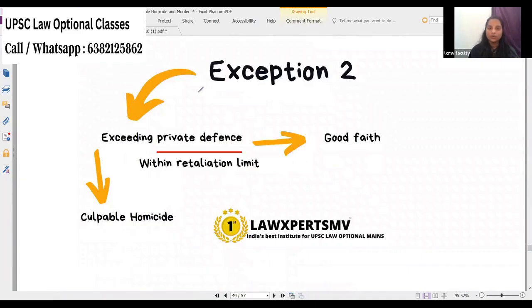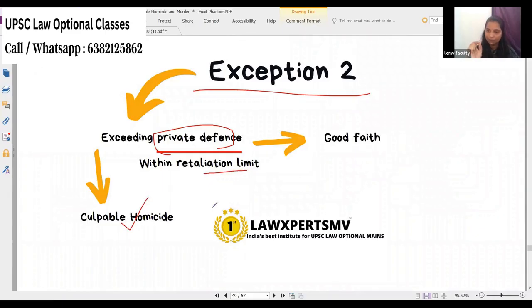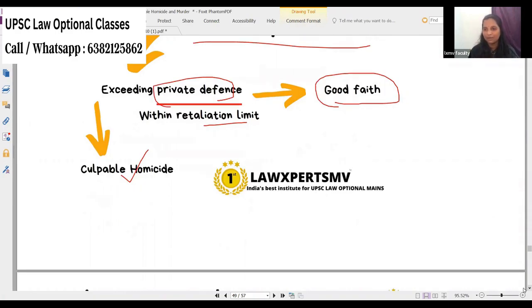So now let's go to exception 2. If you are doing an action in exercise of private defense, but you exceed the limit of private defense and you kill the person, then it will not be murder. It will be culpable homicide, provided you exercise the private defense in good faith. I cannot go and plead that I killed the person only for my private defense, when I don't have good faith.